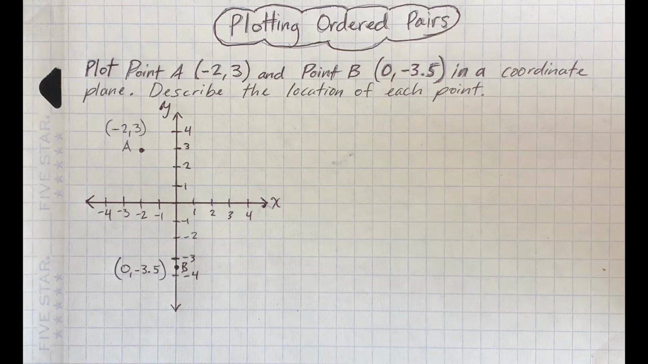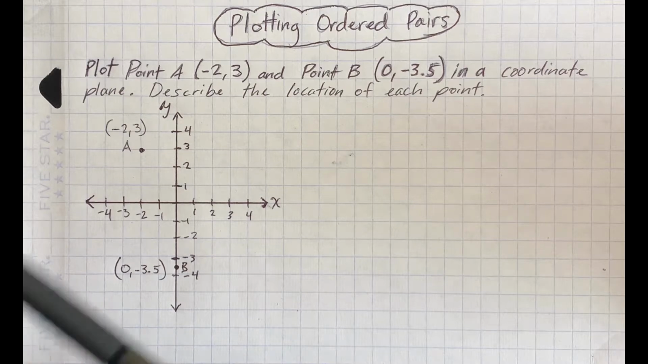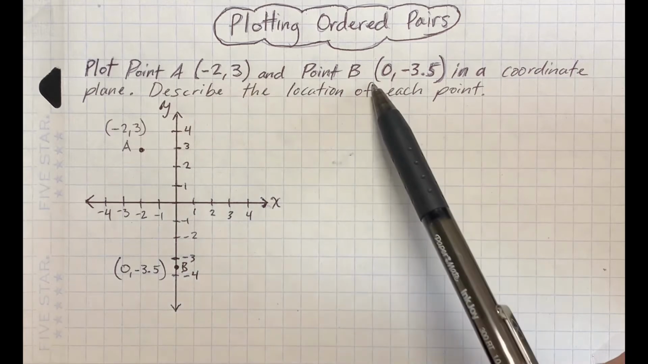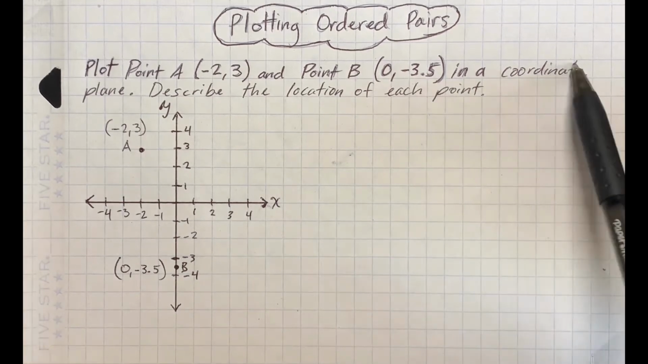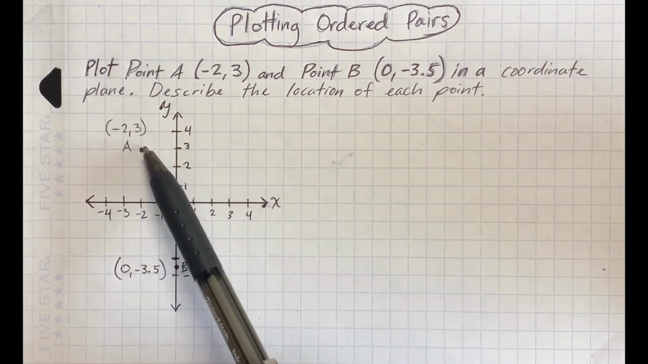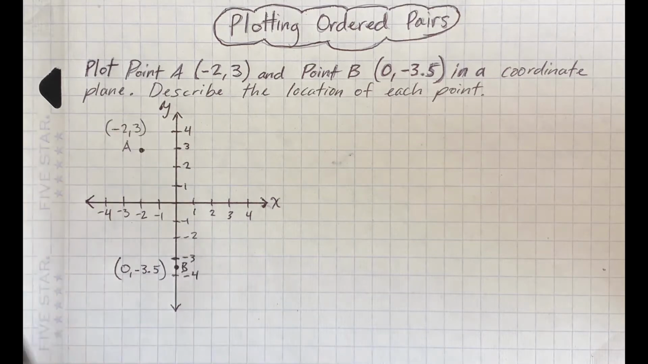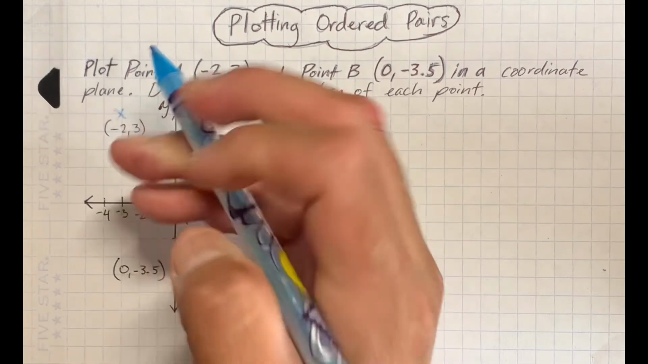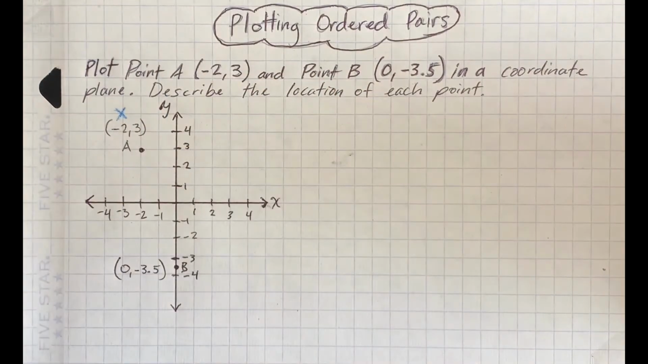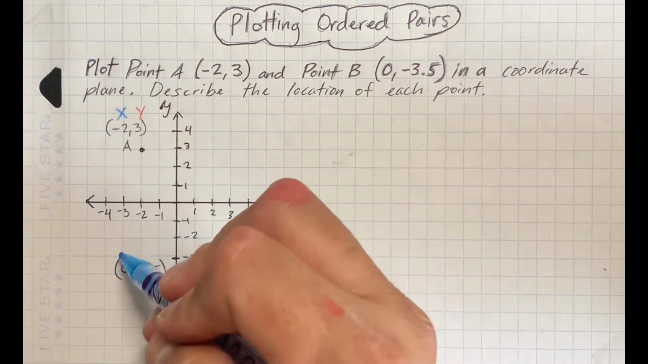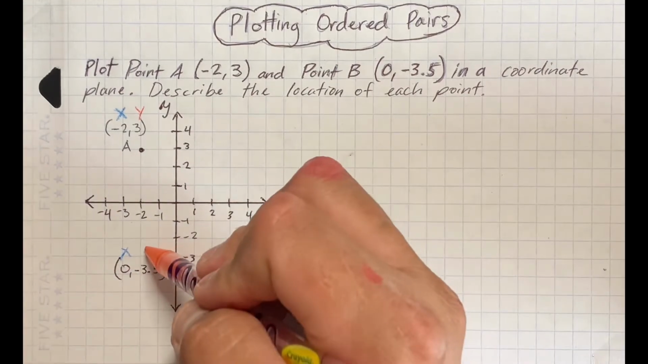All right, for our next example, we're going to plot ordered pairs. So here it says that we need to plot point A at -2 and 3, and point B at 0 and -3.5 in a coordinate plane. But we have to describe the location of each point. So to get to point A here, -2 and 3, your x value is always first in the ordered pair, and your y value is second in the ordered pair. I'll do the same thing down here. X value and y value.